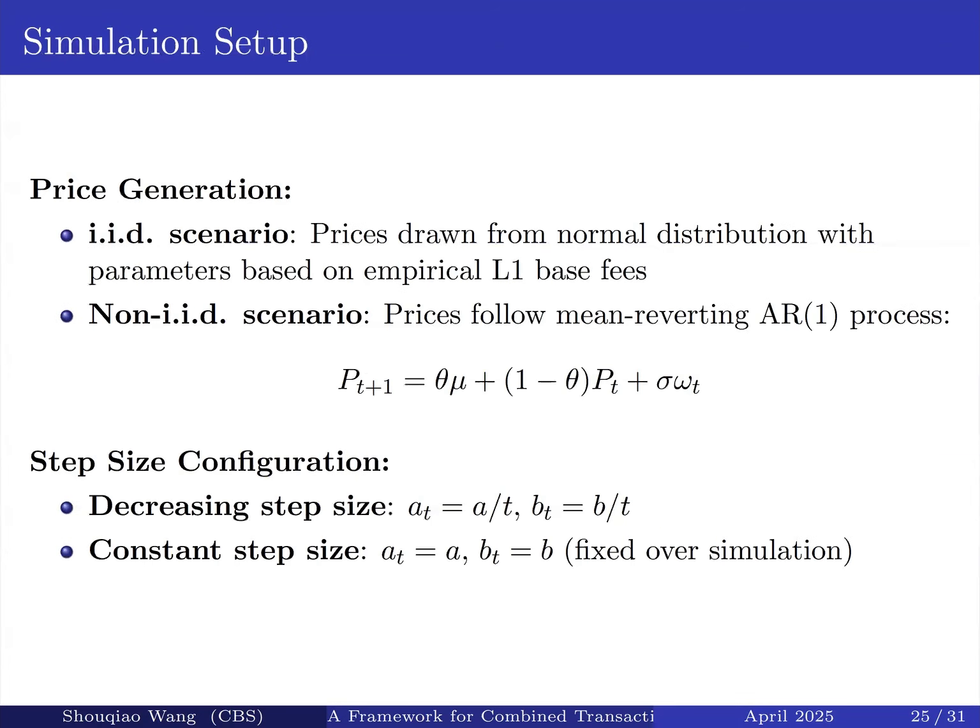Our simulations considered two price generation scenarios. For the IID scenario, fees are drawn from a normal distribution which matches the empirical data. For the practical non-IID scenario, fees follow a mean reverting AR1 process. We also explored two step size strategies, the decreasing step size and constant step size.